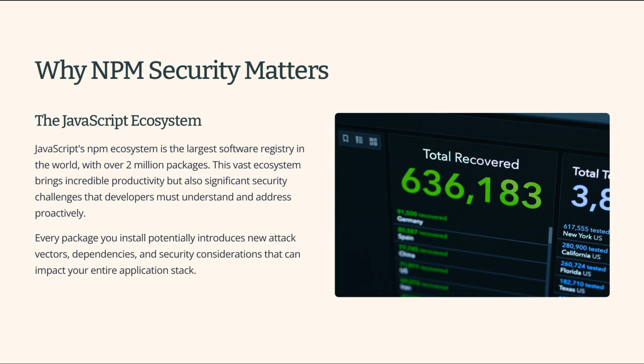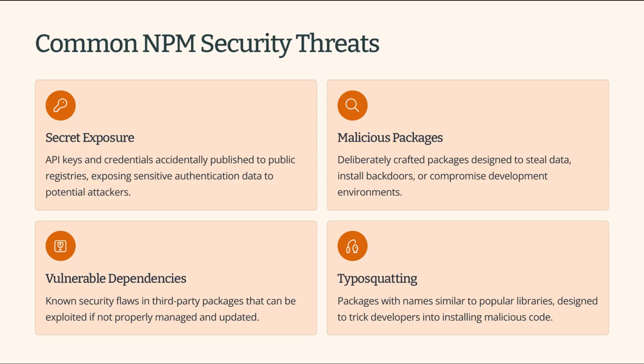Next, we'll explore some common NPM security threats, including the inadvertent exposure of sensitive information like API keys and credentials. This knowledge is crucial for protecting both your applications and your end users. Building on our discussion about the significance of NPM security, let's delve into some common threats that developers face in this vast ecosystem. First up is secret exposure. This occurs when sensitive data like API keys and credentials are unintentionally published to public registries. Such oversights can leave your authentication information vulnerable to attackers, putting your projects at risk.